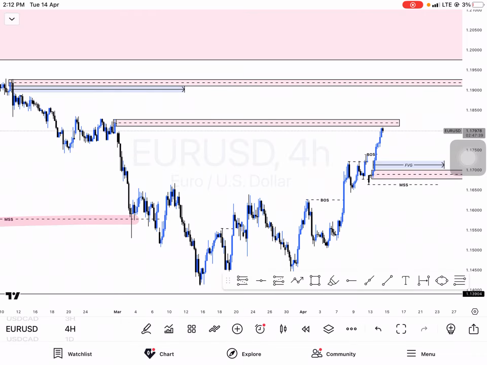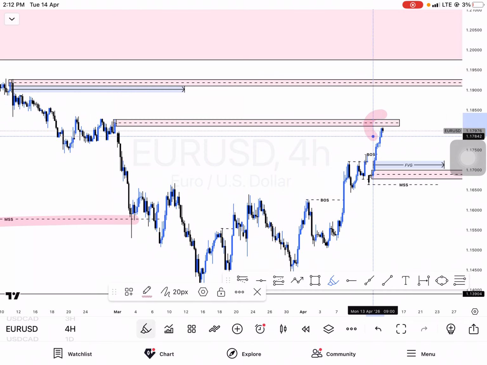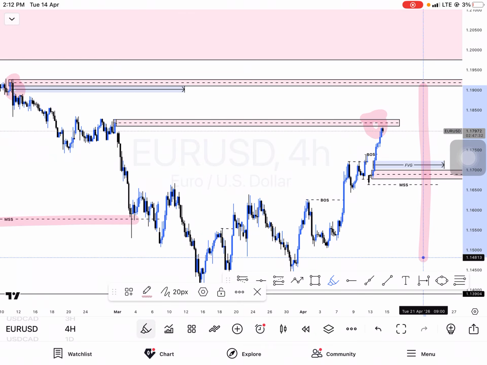So you guys need to be careful while trading Euro USD. Let's see what is going to happen here. If it fails here, they will now target this order block. That's going to give us a nice sell to the downside.